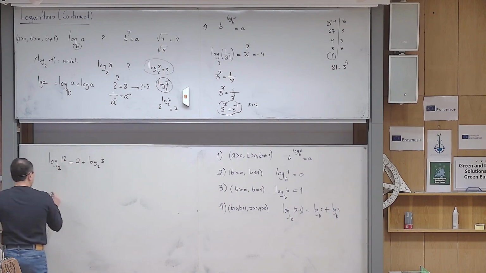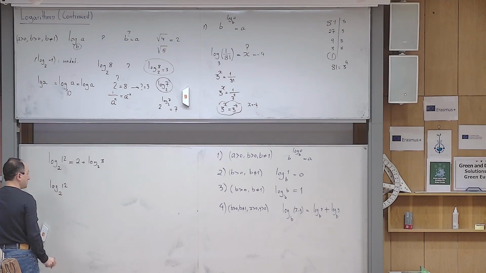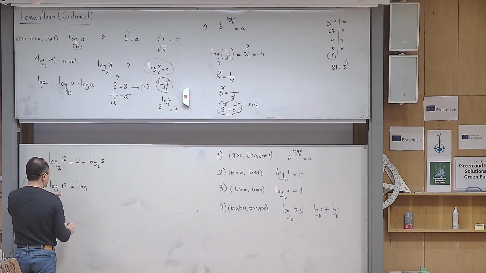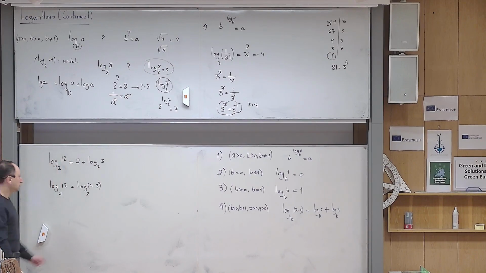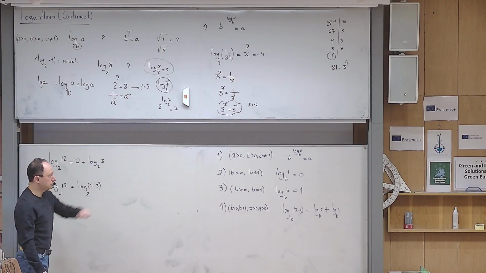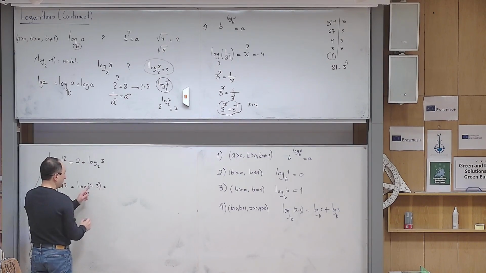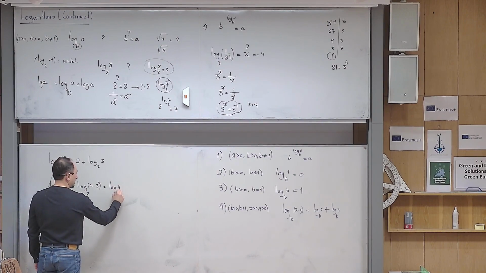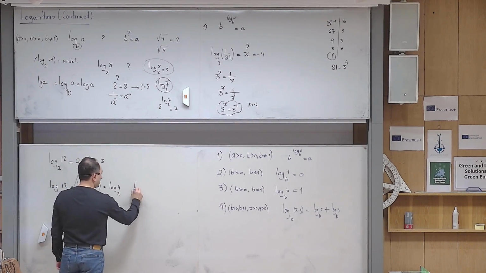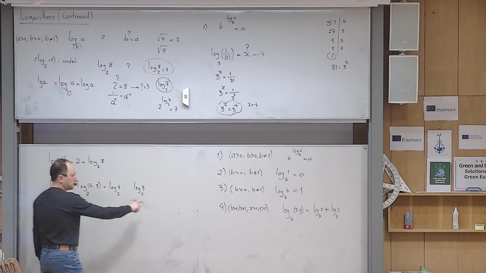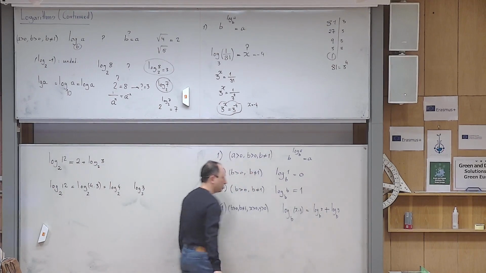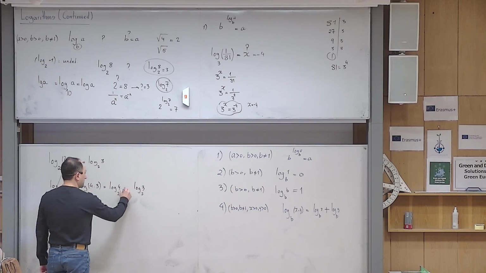Because this number, logarithm of 12 to the base 2, for example, can be viewed as logarithm. Instead of 12, I can write 4 times 3, and to the base 2. And then what can I do? I can write this according to this rule. I can write logarithm of the first one, logarithm of the second one. But what should I do between them? It's a product. The product should be replaced by a sum. So it becomes a sum. Yes?